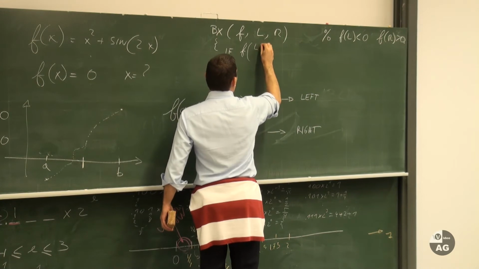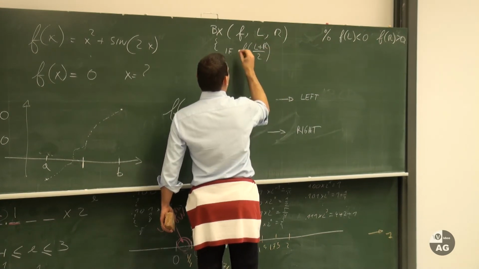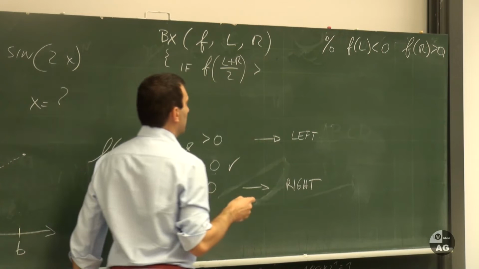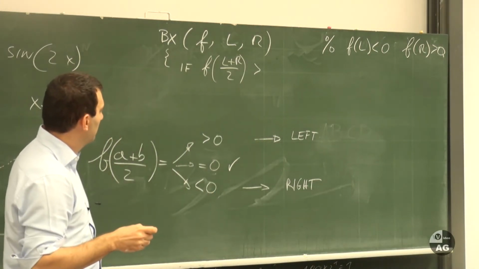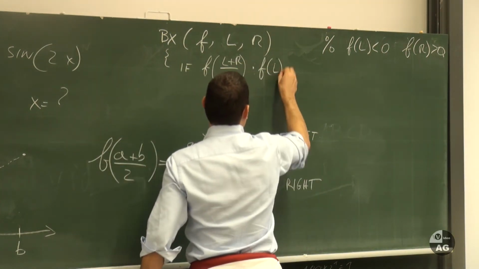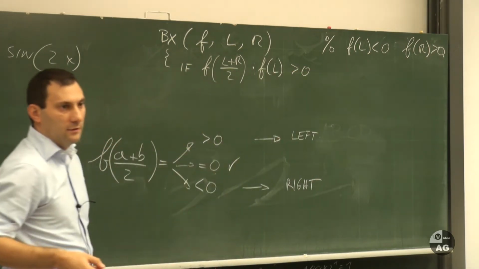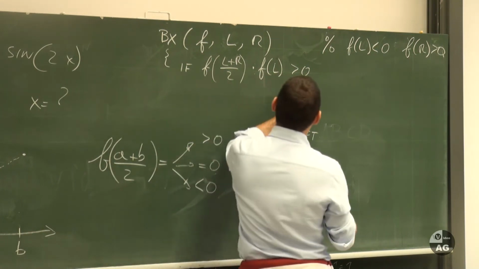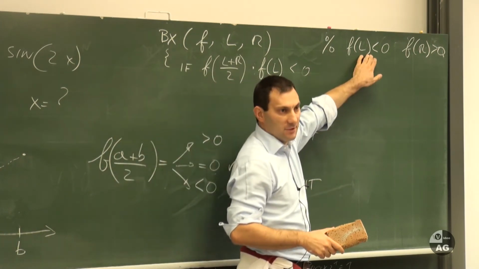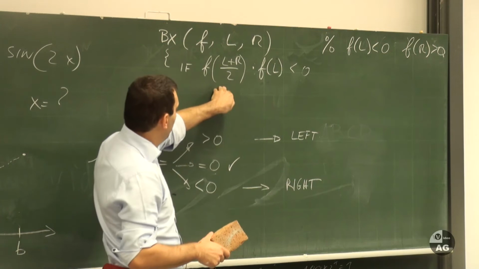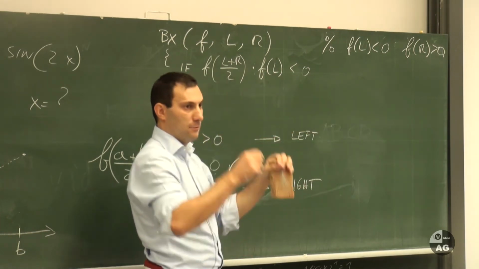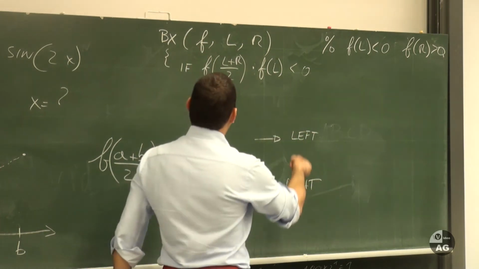So if f of (L plus R) divided by 2, okay, what? Greater than. Sorry, what am I saying? f of (L plus R) by 2 times f of L is greater than 0. Then something. Okay, no, less than 0. So f of L, we know that is less than 0. We are evaluating the function in the midpoint. We multiply these things together. If it's less than 0, it means that one is above, the other is below. Okay, then what do we do?